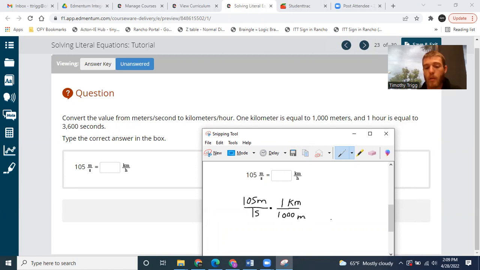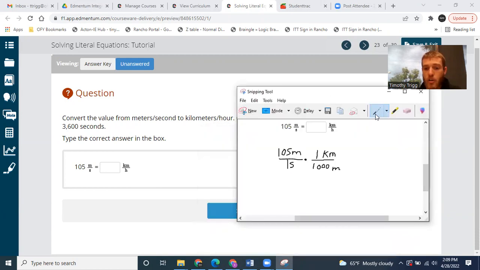Now, why do I write the ratio like this? Why do I put the km on top and the m for meters on the bottom? Well, if you think about fractions, you can see, hopefully, that this m would cancel with this m because this one's on top and this one's on the bottom. Our meters cancel. These units of measurement cancel. That leaves us with kilometers in the numerator, which is what we want, right? Because our answer needs to have kilometers in the numerator.